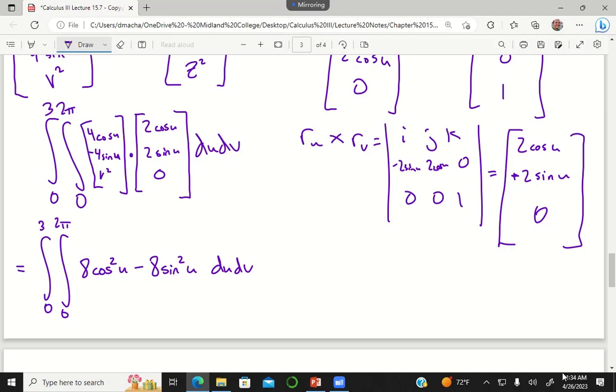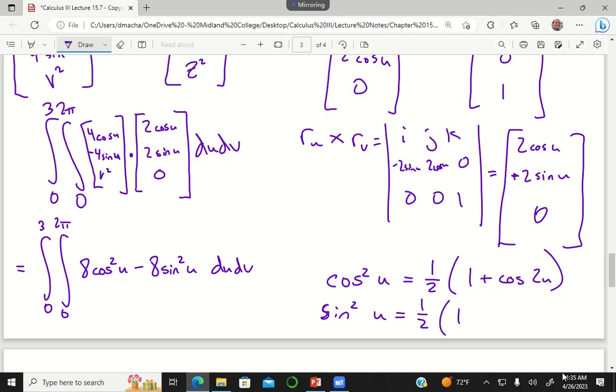So I know there's a trig identity for cosine squared minus sine squared, I just can't remember it. Okay, so I remember cosine squared is the same thing as, I think, 1/2 times 1 plus cosine 2u, right? Is that right? Okay. And then sine squared is the one where it's 1/2 times 1 minus cosine 2u.